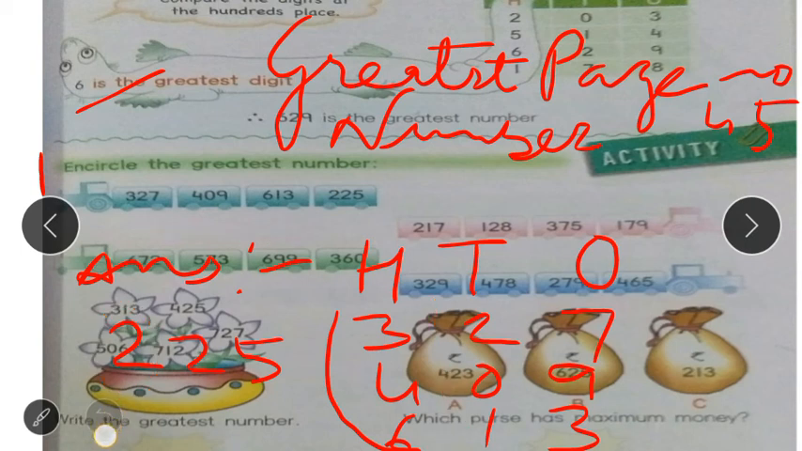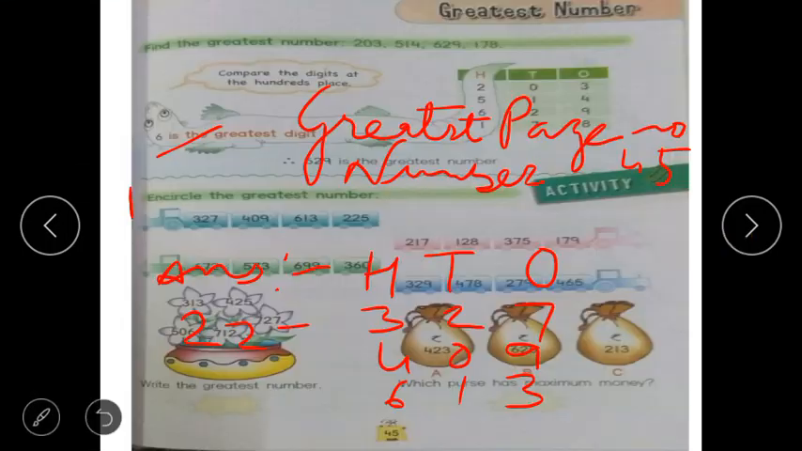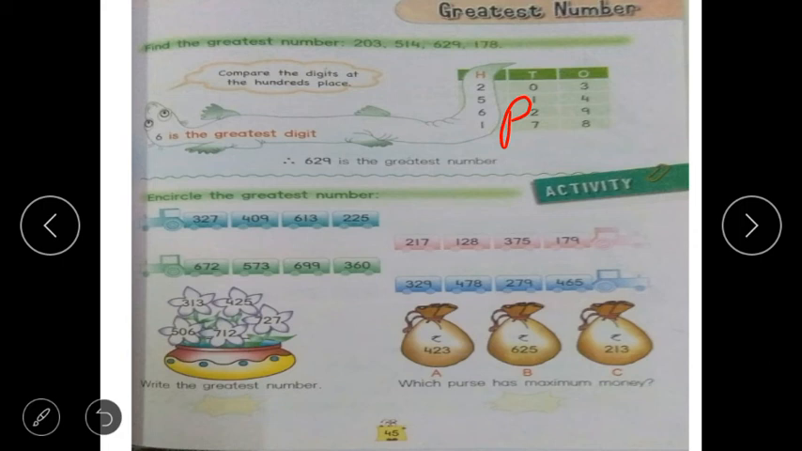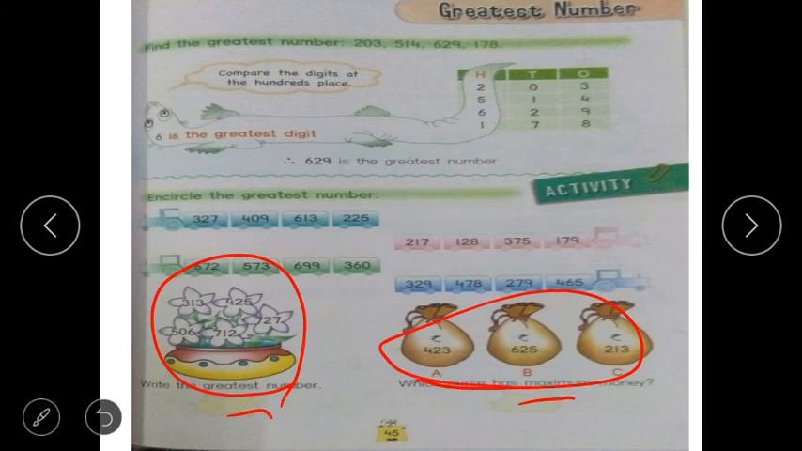Then these flower pots are there. In these flower pots, some numbers are given, two numbers. Among all these you have to find out the greatest one, and among these also you have to find out the greatest one and write it in the given box. These two questions you can do in your book. So the procedure is the same: you have to look at the number given on hundreds place, which one is the greatest, that number is the greatest among all.